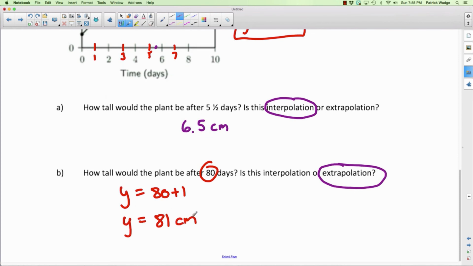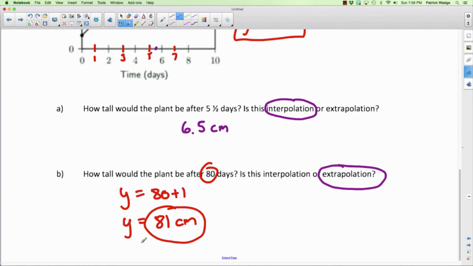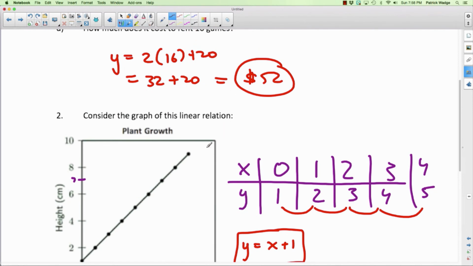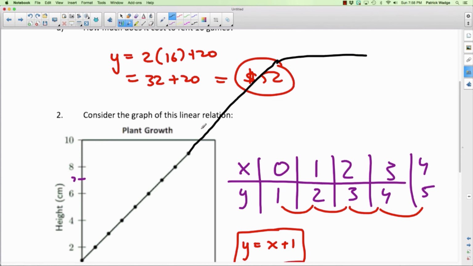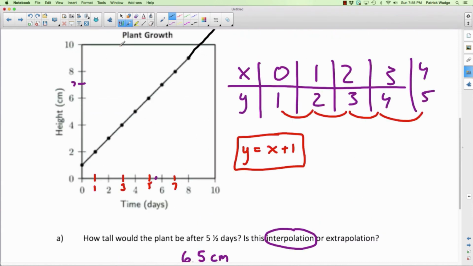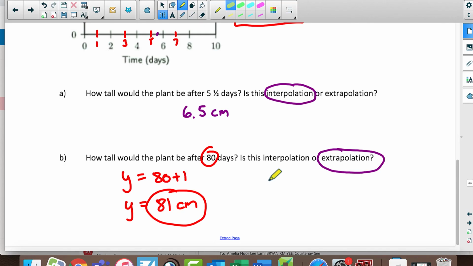Done. But I want you to think about that answer for a second. How confident do you feel about that answer? I don't feel confident at all. I mean, it is what I would guess, but I really don't think that the plant is going to continue growing higher and higher for all time. There's going to come a point where this thing is going to stop growing, right? That's what happens to human beings and trees and plants, and we all stop growing at some point. So this is why extrapolation is prone to error, because we don't know what happens beyond the information that we already have.